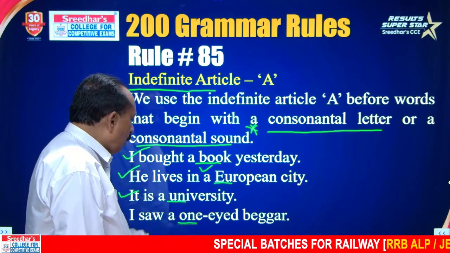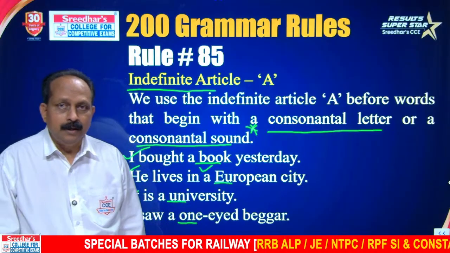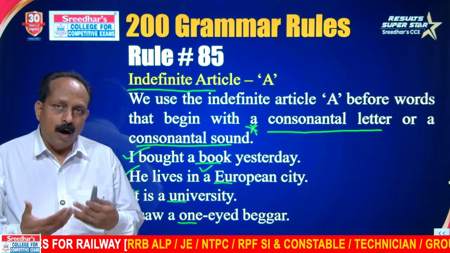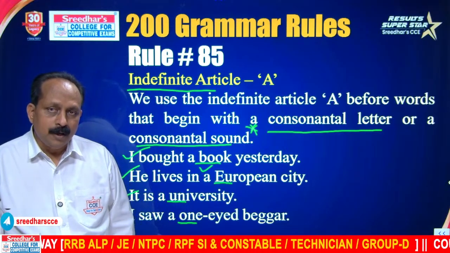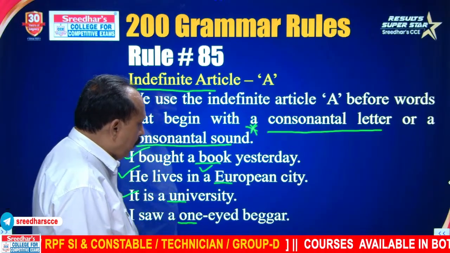I saw a one-eyed beggar. Though the letter O is a vowel letter, how do you pronounce that? One, win, one, "w" sound. That is a consonantal sound. Based on that we have to say a one-eyed beggar.